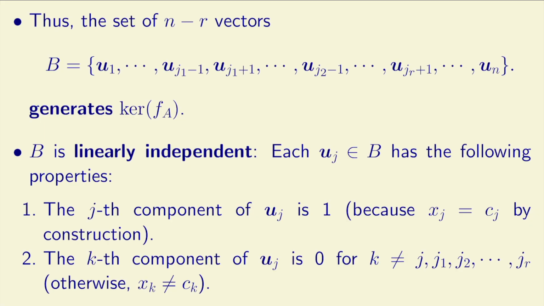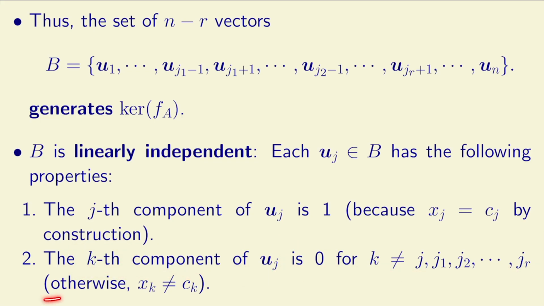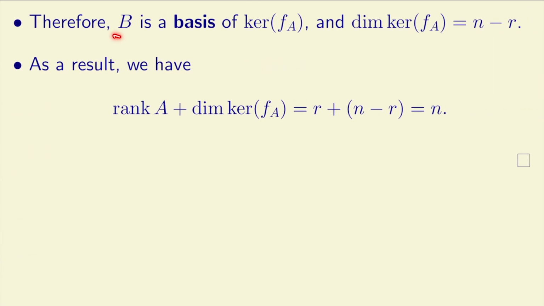Look at the notes on page 14. The jth component of a vector u sub j is 1, since it corresponds to a free variable that we set to 1. The kth component of a vector u sub j is 0 if k corresponds to a different free variable. And the remaining components for the pivot variables are determined by the equations from the RREF. This structure ensures that the vectors are linearly independent. Since they span the kernel and are linearly independent, they form a basis for the kernel. Since the number of basis vectors is the same as the number of free variables, non-pivot columns, the dimension of the kernel is equal to the number of non-pivot columns.